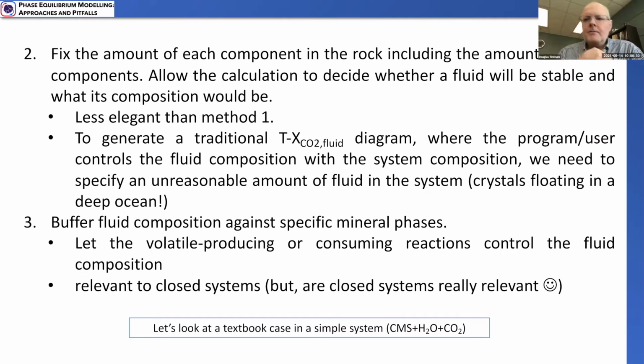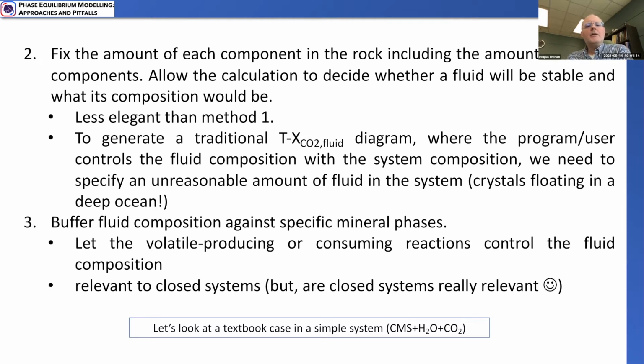Okay, so thanks, Mark. That was a good introduction to that method. I want to share sort of a complementary method here, which is probably no better, probably a little bit less elegant, and it might be somewhat specific to Theriac Domino, but you could do this in any of the programs. You could fix the amount of each component in the rock, which is what Mark just said, but you could also fix the amount of the elements that go into your volatile components, hydrogen, carbon, if we're dealing with H2O, CO2 fluids. And you can also let the calculation decide whether a fluid phase will be stable or not in that particular case. And I'll show an example of that.